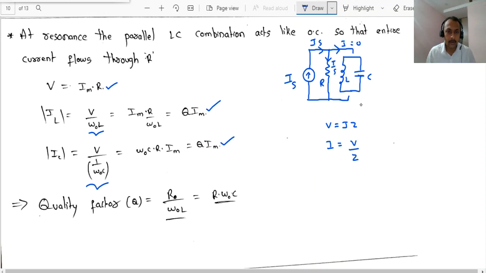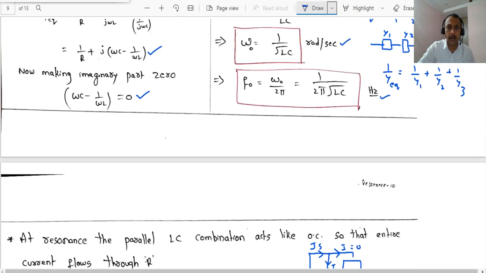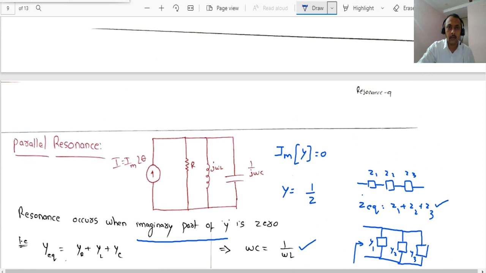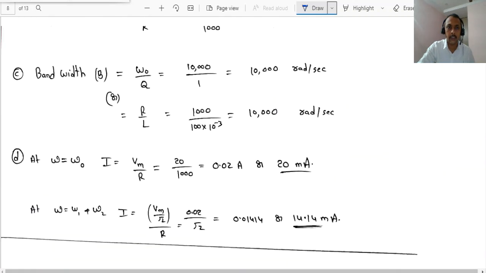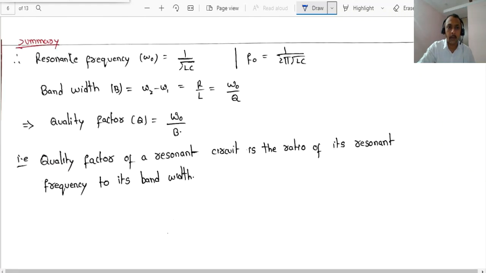Now what about quality factor Q? It is simply R by omega naught L, or R into omega naught C. That will be our quality factor Q. In the series resonance condition, we have clearly explained and derived the condition for quality factor. If you recollect, quality factor Q indicates what? If you have already watched the series resonance, quality factor Q indicates the sharpness.